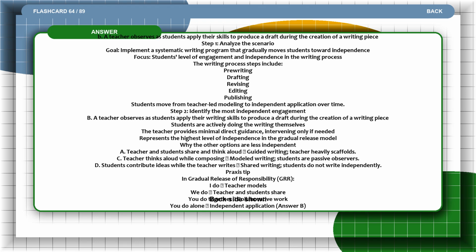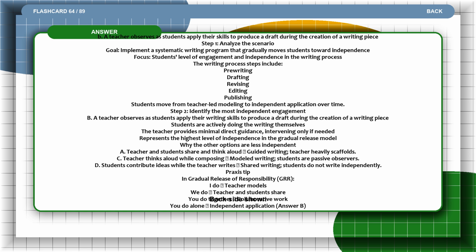The answer is B. A teacher observes as students apply their skills to produce a draft during the creation of a writing piece. Step 1. Analyze the scenario goal. Implement a systematic writing program that gradually moves students toward independence. Focus on students' level of engagement and independence in the writing process. The writing process steps include prewriting, drafting, revising, editing, publishing. Students move from teacher-led modeling to independent application over time.